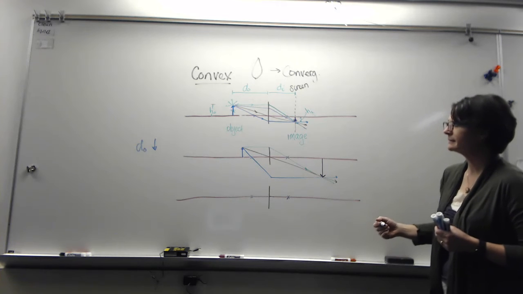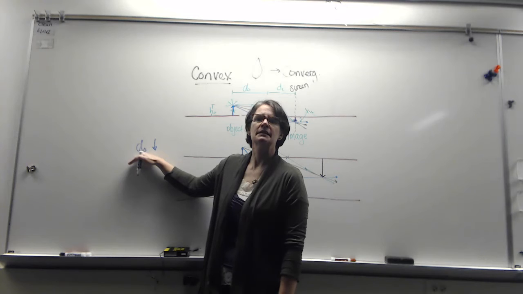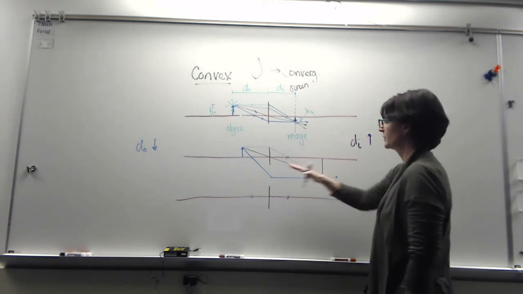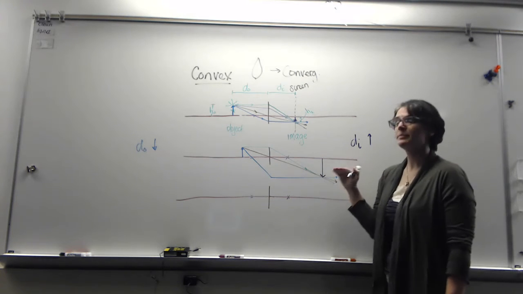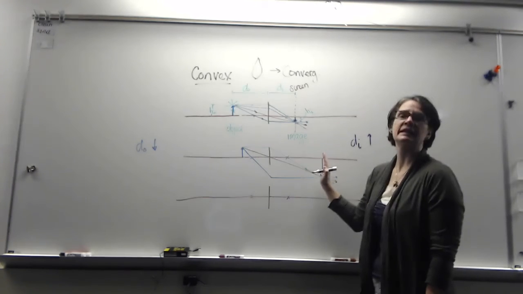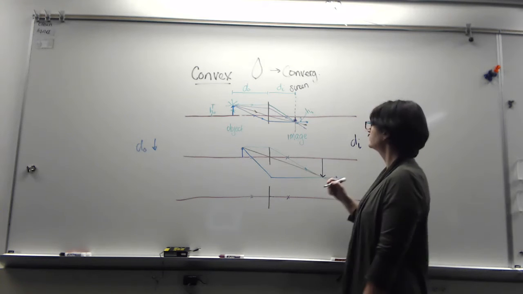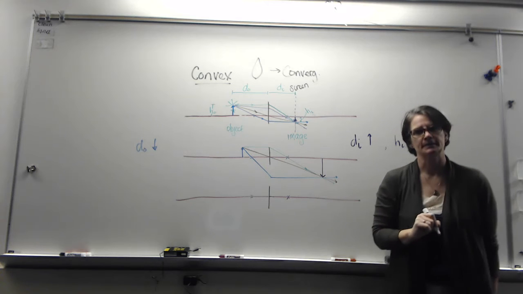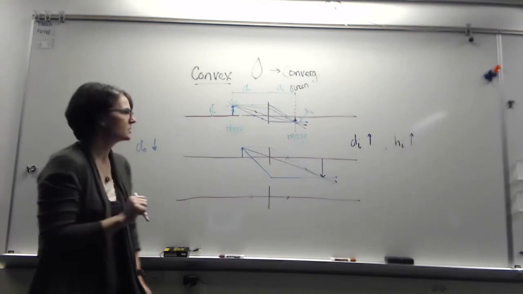What do we notice? Well, we notice two things, I hope. First, as the object distance decreased, our image distance increased. The image got further away. So if I wanted to take a picture of this object, I would need to move my screen further away from my lens. What else do we notice? The height of the image increases. So two things happen in image formation using these ray diagrams. We can see that.